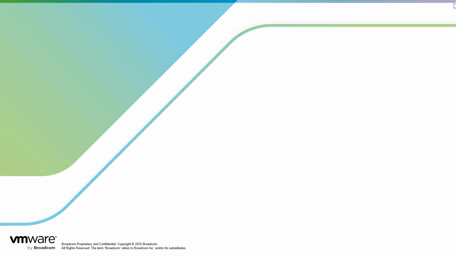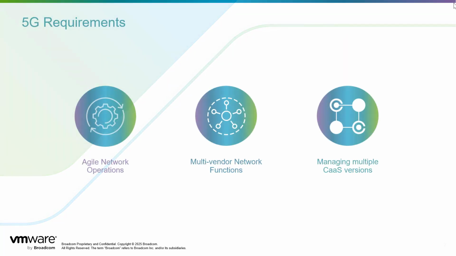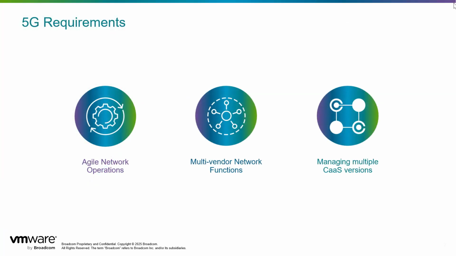As 5G adoption is growing, the network operations are becoming more agile. The introduction of multi-vendor systems in 5G requires communication service providers or CSPs to cater to a variety of requirements of the network functions provided by different network equipment providers or NEPs. This could also mean deploying and operating multiple versions of CaaS clusters as required for the cloud native network functions or CNFs. Such requirements could complicate the lifecycle management of the CaaS clusters.